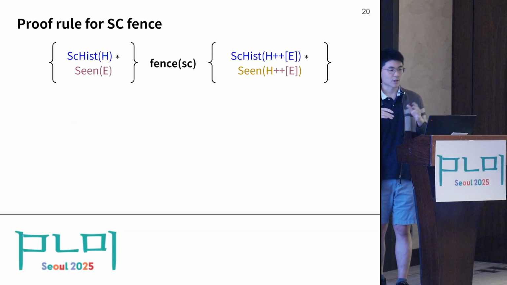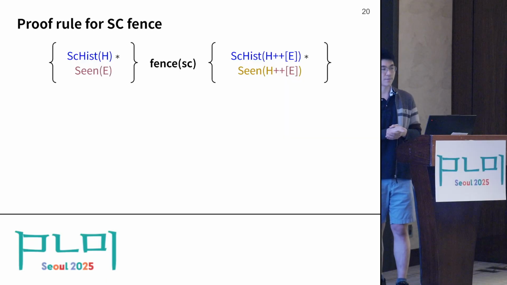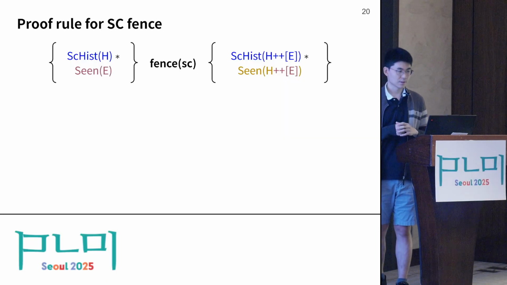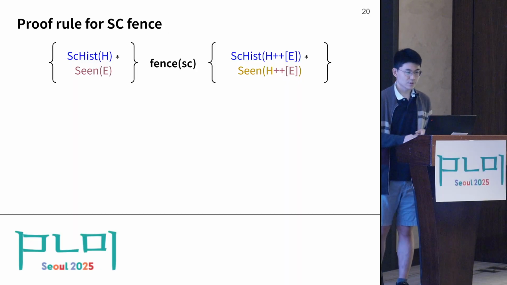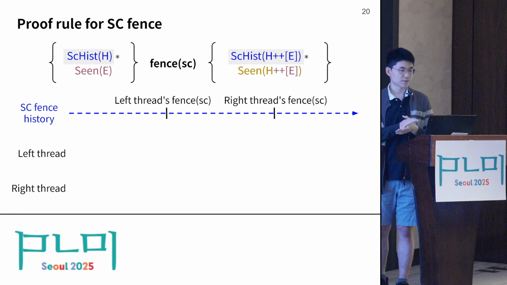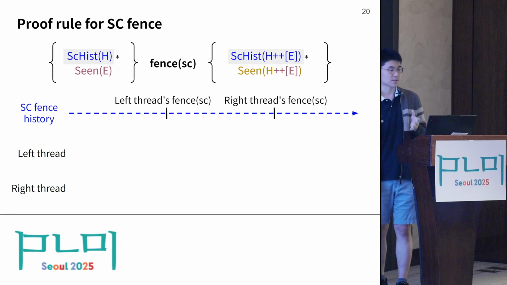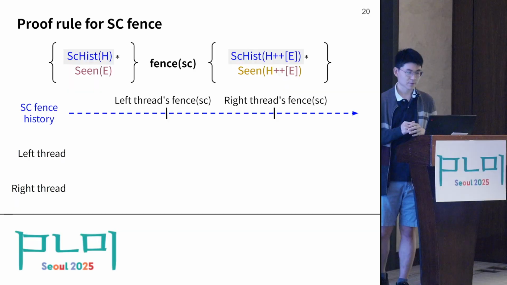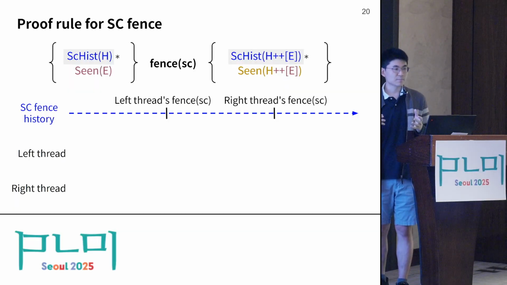And our new proof rule for scfans captures this reasoning pattern. The main idea is quite simple. First, we introduce an assertion called the SC hist. As the name suggests, this tracks the global history of the SC fences as a single list. This allows us to reason by case analysis on the order of the fences.